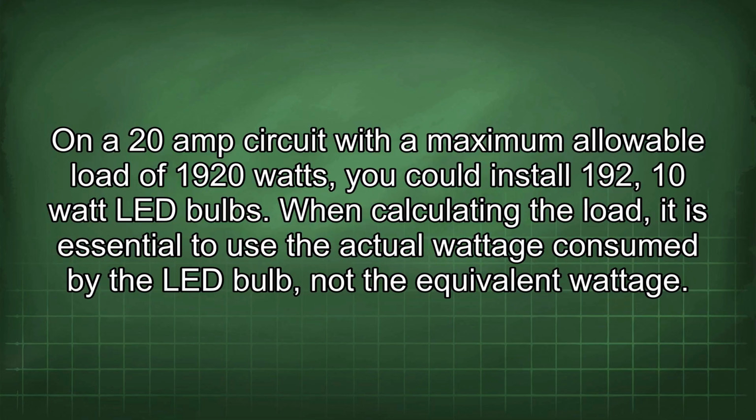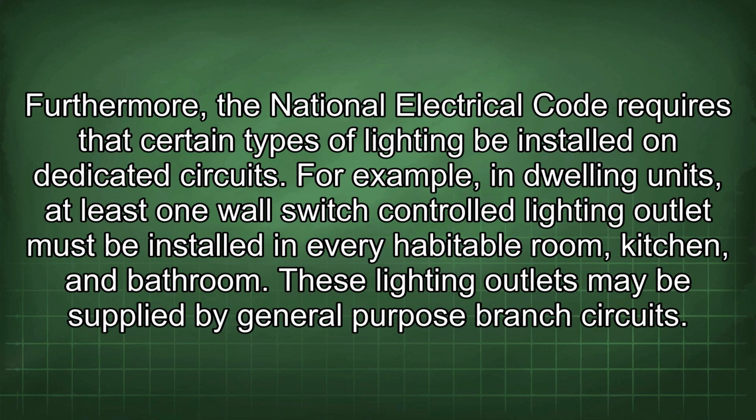Furthermore, the National Electrical Code requires that certain types of lighting be installed on dedicated circuits. For example, in dwelling units, at least one wall switch-controlled lighting outlet must be installed in every habitable room, kitchen, and bathroom.